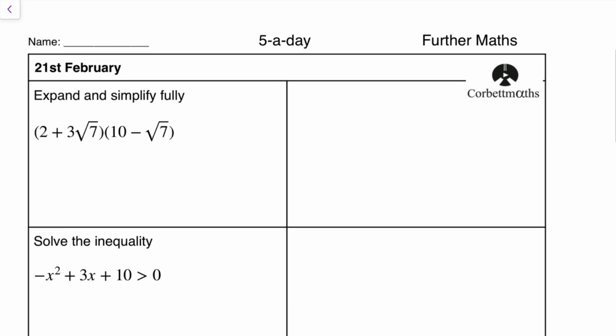Let's have a look at the first question. It wants you to expand and simplify a surd. So really this is just expanding two brackets and taking it carefully. So let's start. I'm going to multiply everything here by everything on this side, everything here by everything on this side. So let's do that out loud.